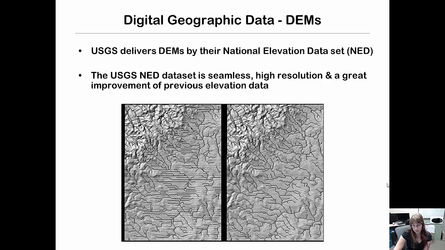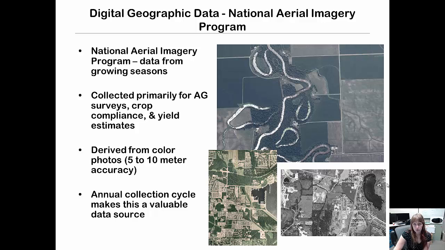The nice thing about USGS is, as with their digital raster graphics and line graphics, they also deliver DEMs through their National Elevation Dataset. And this is seamless, high resolution, and a great improvement over previous data. Another thing you can get off the USGS website, which we'll go over, is NAIP imagery. And this is the National Aerial Imagery Program.